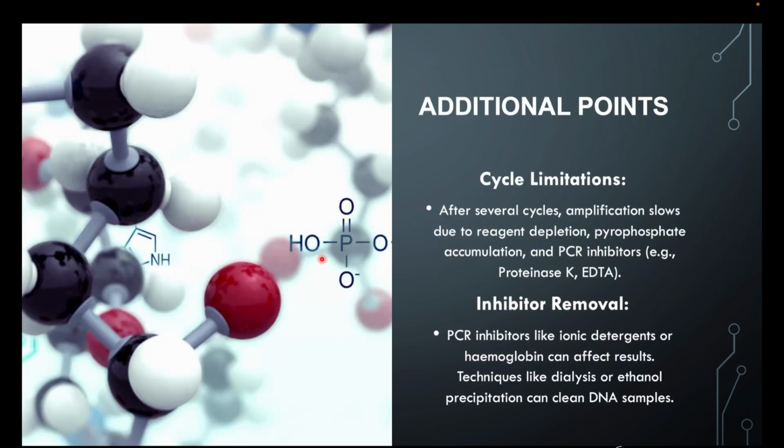Okay. Some additional points regarding PCR are cycle repetition and, after several cycles, limitations. So what happens? Amplification slows down due to reagent depletion. Reagents get depleted because of pyrophosphate accumulation and inhibitors of PCR like proteinase K and EDTA. And how do we remove the inhibitors? PCR inhibitors like ionic detergents or hemoglobin can affect results. Techniques like dialysis or ethanol precipitation can clean the DNA samples.